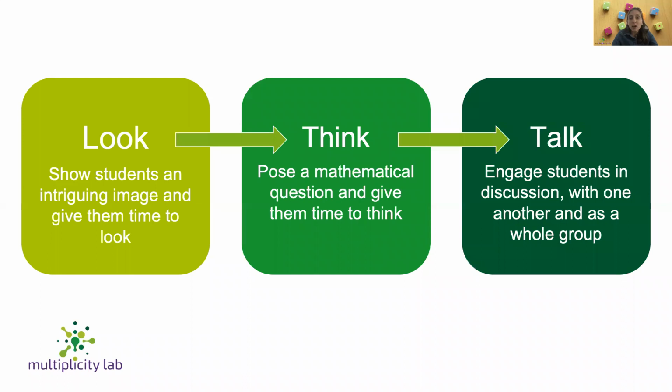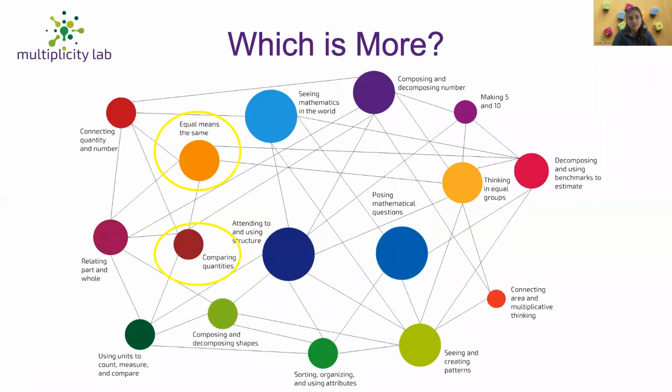Finally, ask students to talk about the question with one another and as a whole group. The goal of these discussions is to elicit and encourage multiple ideas, strategies, ways of seeing and thinking, and connections, all while making room for multiple voices. The question, which is more, is inherently about comparison and understanding what makes two quantities equal or not. But depending on the image, it can involve several other big ideas as well.